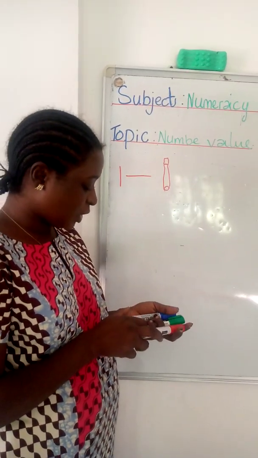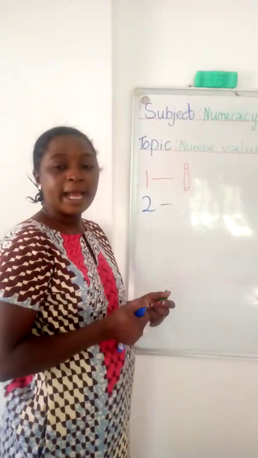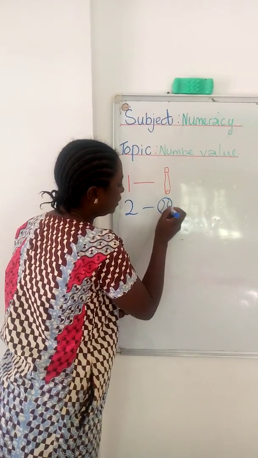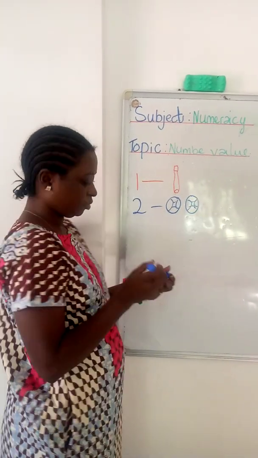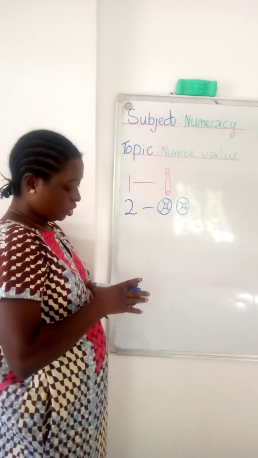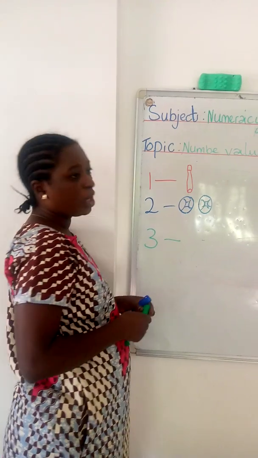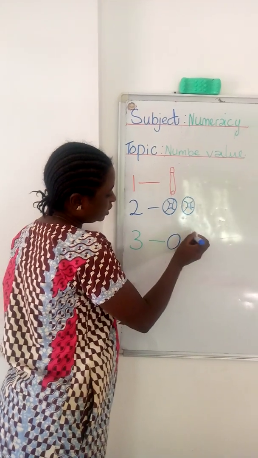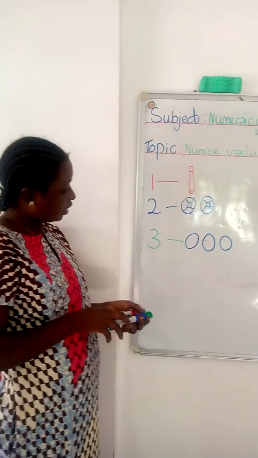Okay, let's say 2 now. I want 2 balls. Can I have 2 balls? And we go drawing the balls. We go 1, 2. How many balls? 2 balls. 1 and 2. 3 now. Let's go to number 3. I want 3 circles. So we go 1, 2, 3. 3 circles.